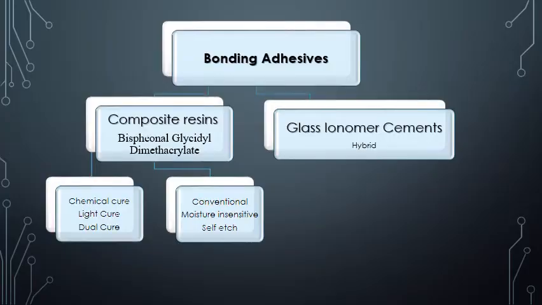Bonding adhesive. Composite resins, which include chemically cure, light cure, dual cure, conventional, moisture insensitive or self-etch. Also it includes glass ionomer cements.